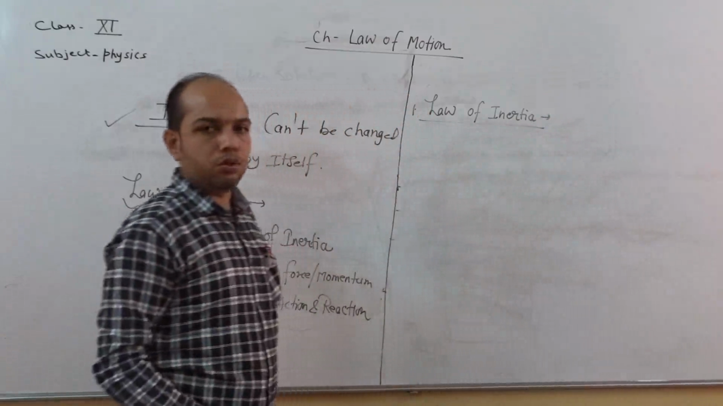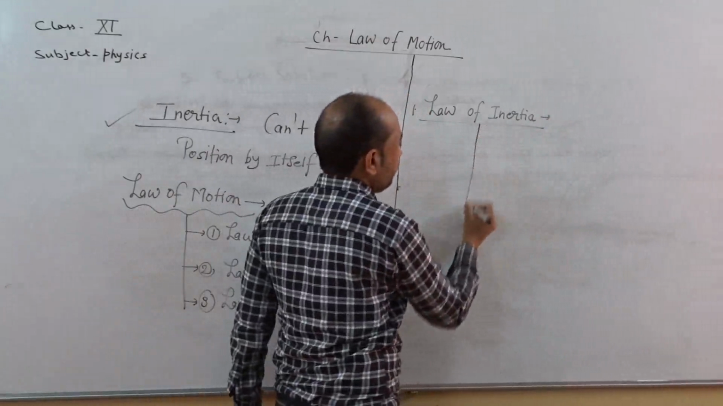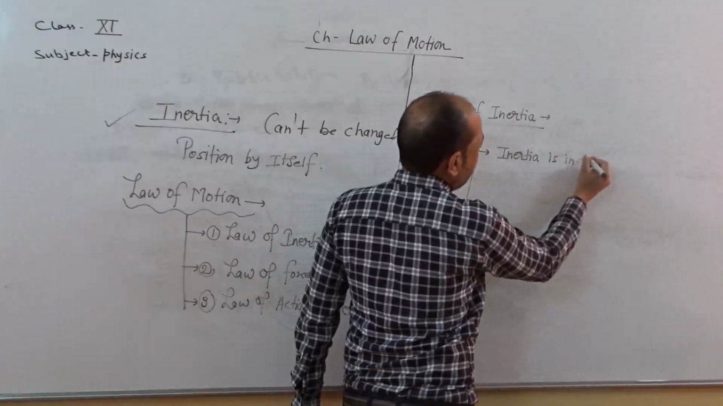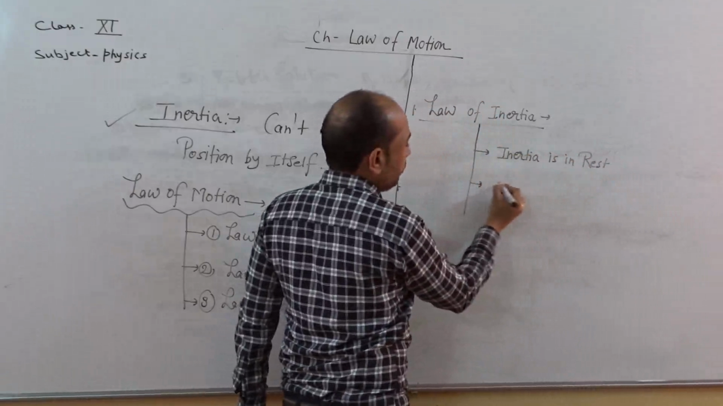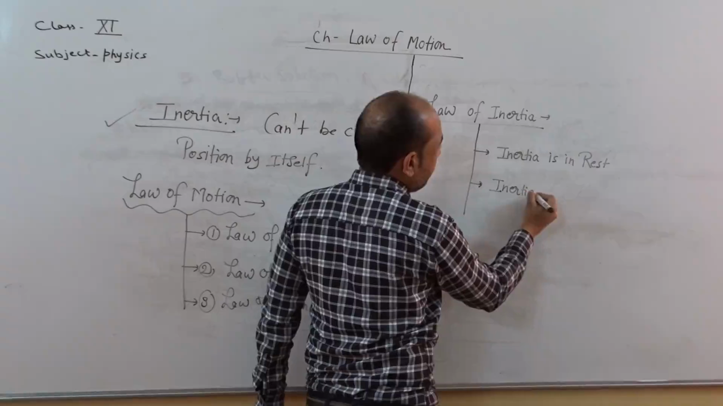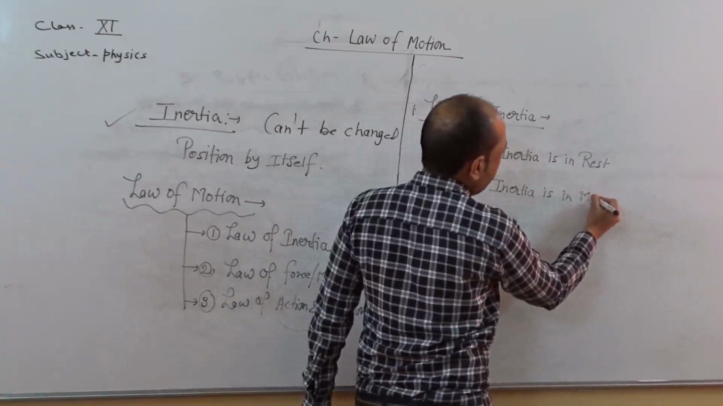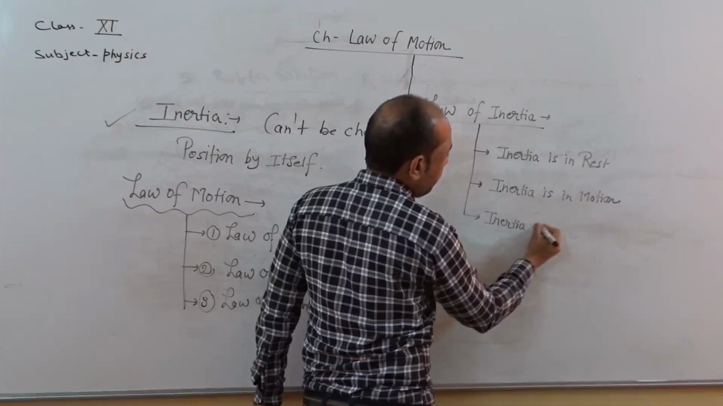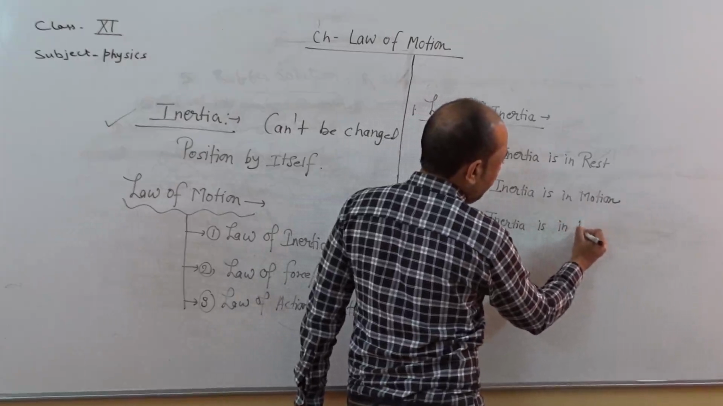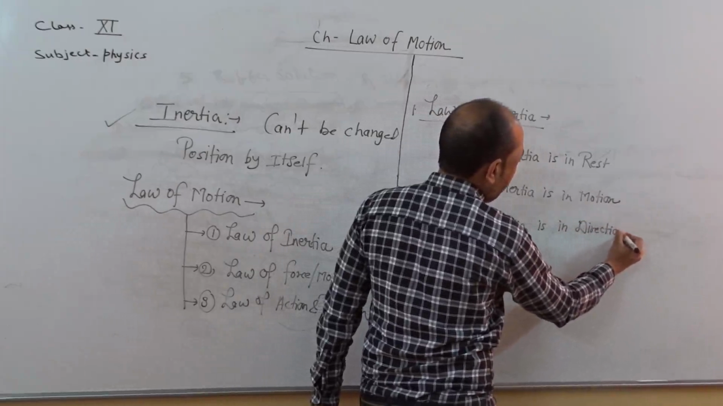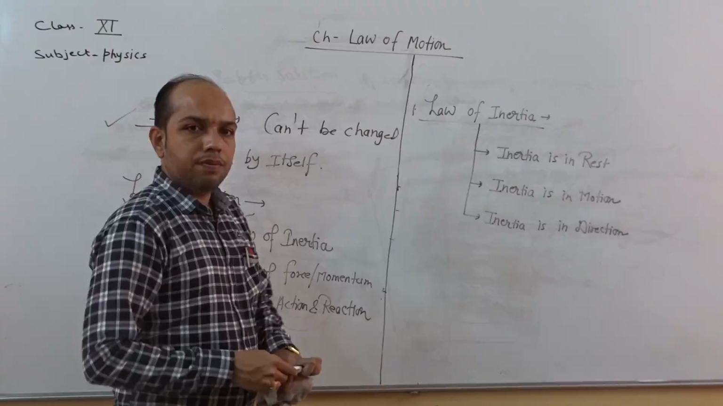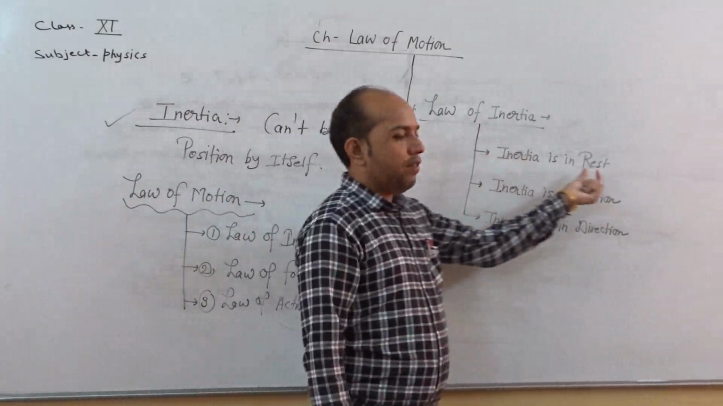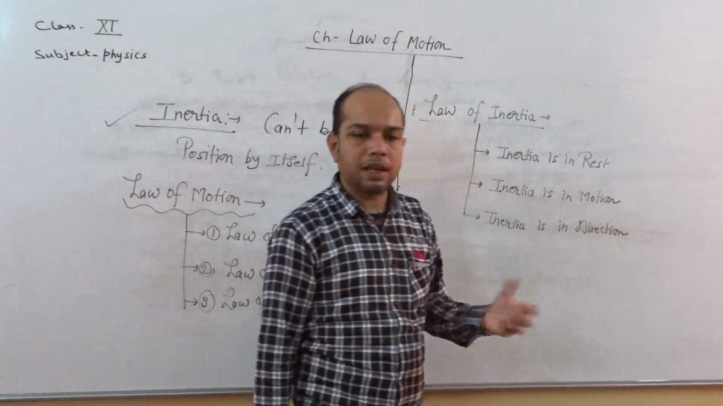The law of inertia is studied in three parts. Inertia is in rest. Second one, inertia is in motion. Third one, inertia is in direction. We have already discussed that any object cannot change its position by itself. So this is to be added with rest position, then motion position, and then direction position.